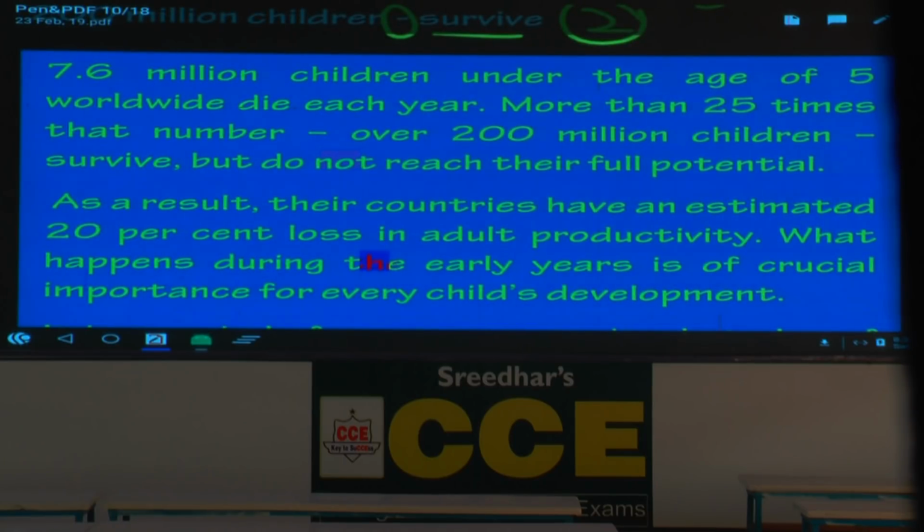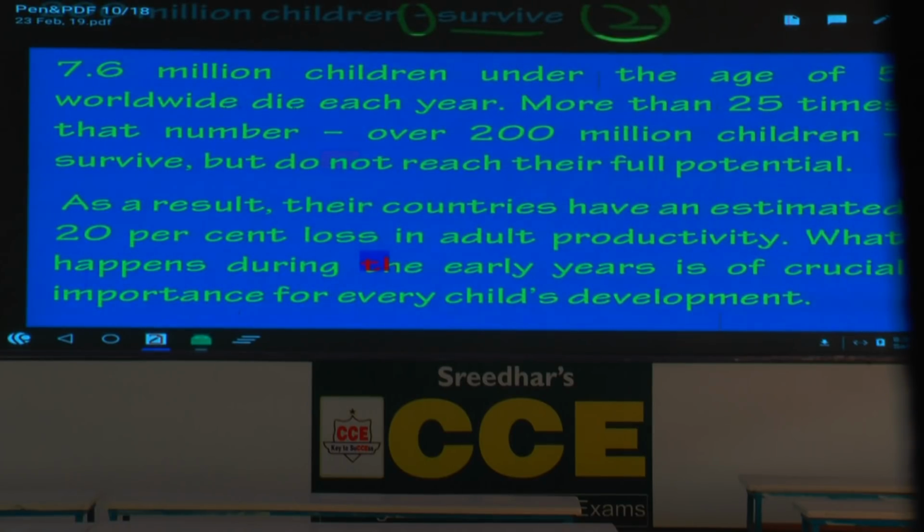Can you make out? Please look at the screen. 7.6 million children under the age of 5 worldwide die each year. More than 25 times that number, over 200 million children, survive, but do not reach their full potential.